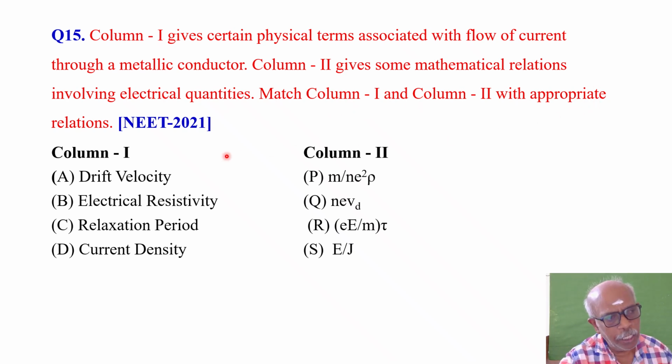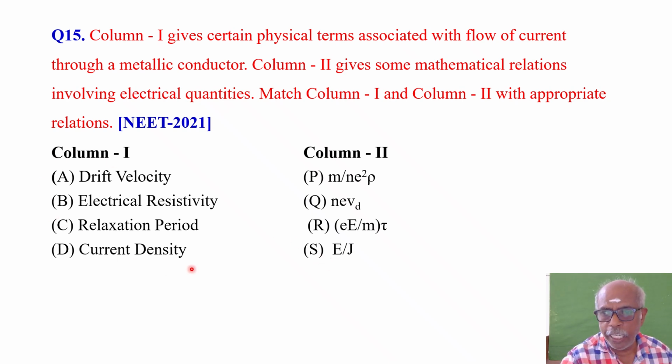In column 1 are given A, B, C, D, and in column 2, P, Q, R, S. Drift velocity, electrical resistivity, relaxation period, and current density are the 4 physical terms. These are the 4 mathematical relations. P is M divided by Ne square tau. Q is NeVd. R is E, the charge of electron, and capital E, the electric field intensity, divided by M into tau, where tau is the symbol for relaxation period. And S is E by J.